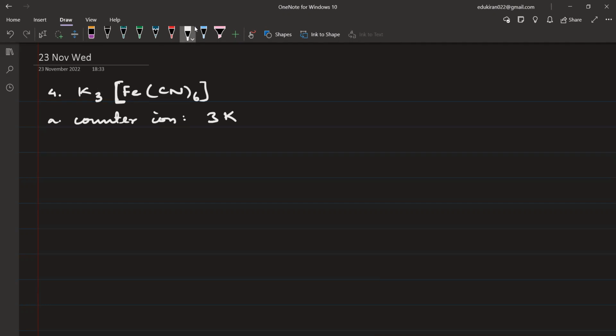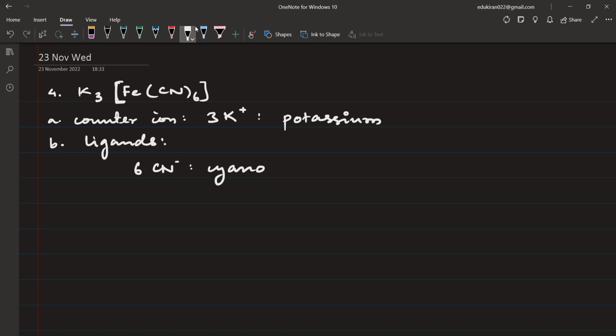What will be the charge on K? What charge will potassium have? +1. And this name will be potassium. Okay? What is the next thing that we do? The ligands. What are the ligands? We have 6 CN negative, right? This will be cyano, or you can also write cyanido. Both of these are fine. Cyano or cyanido.